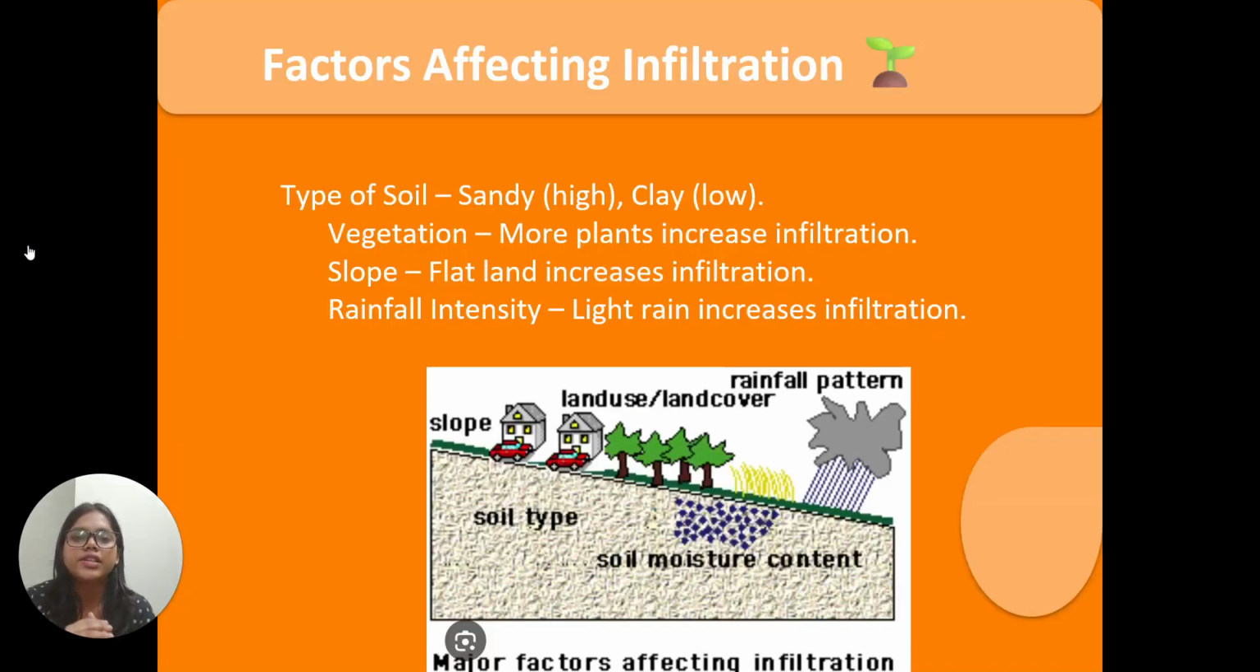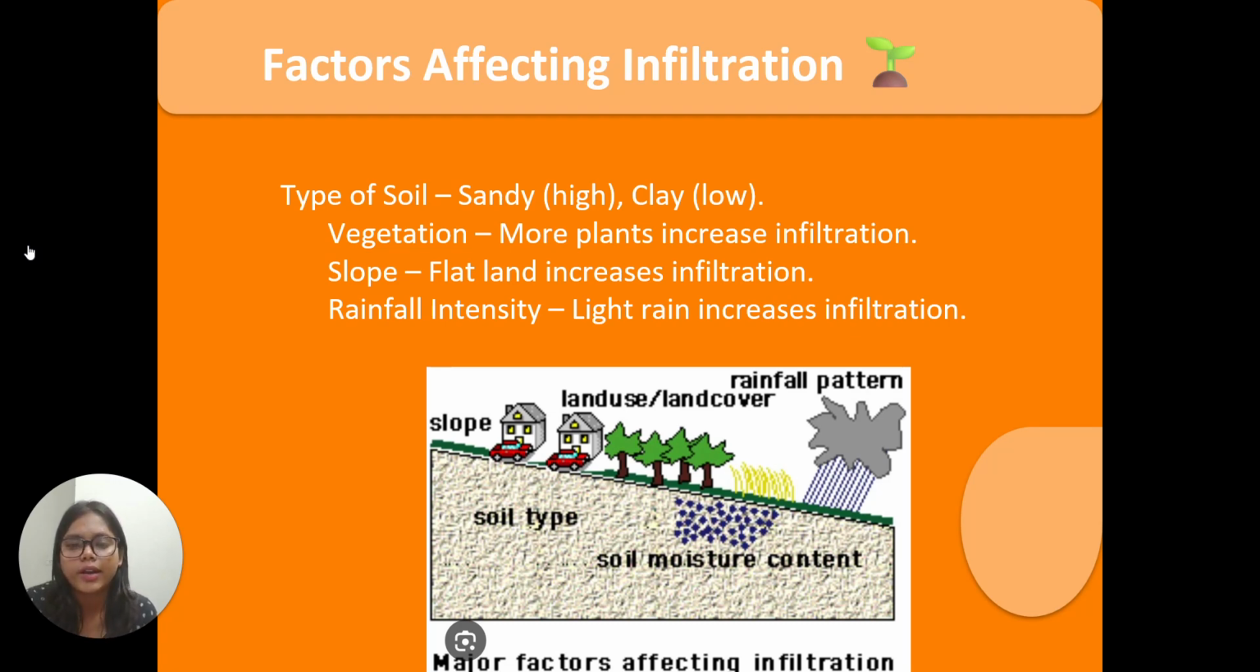Now, does infiltration happen the same way everywhere? No, it depends on some factors. First, the type of soil. Sandy soil allows water to enter quickly. Clay soil does not allow water to pass easily. The second is vegetation. More plants increase infiltration because roots create spaces in the soil.